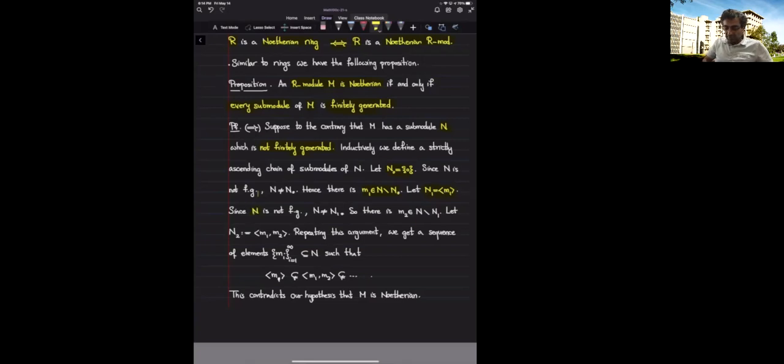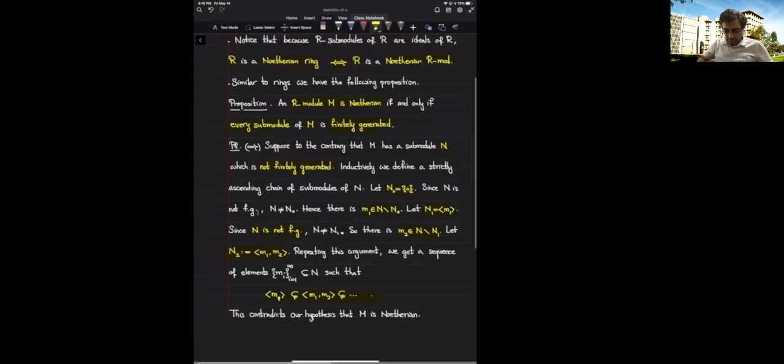Because N is not finitely generated, N sub 1 cannot be N. So I can find something inside N that is not inside N sub 1. Add it to N sub 1 and consider the module generated by m1 and m2. This is again finitely generated. N is not finitely generated, so I can find m3 and add it to m1 and m2. Again, I end up getting a finitely generated module. N is not finitely generated, so I can repeat this process, end up getting a strictly ascending chain of submodules, and that gives us a contradiction.